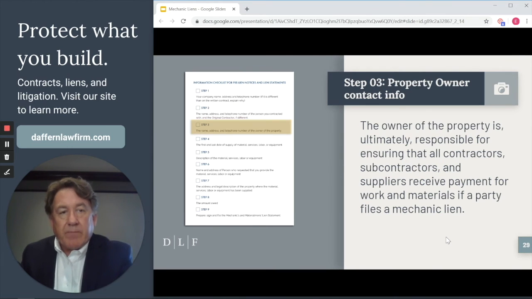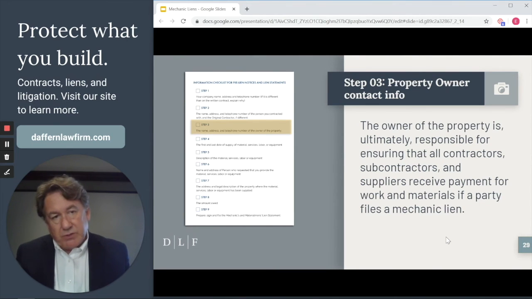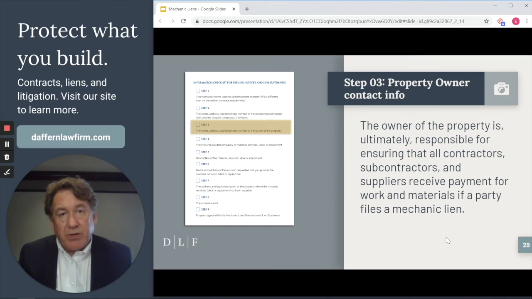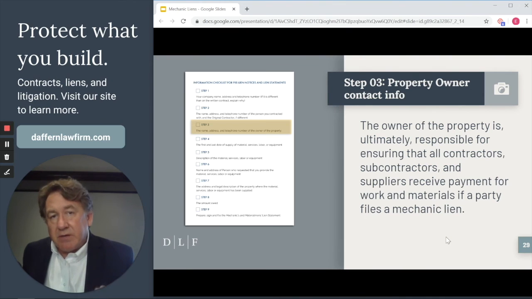Now, the third step is to identify the property owner. And again, one of the best ways to do that is to have that person or entity identified in your contract. So if you're the general contractor, have them set out who the owner is and the correct spelling of the name, and double check it with the Secretary of State, and make sure that they identify the address of where they want to accept notices.